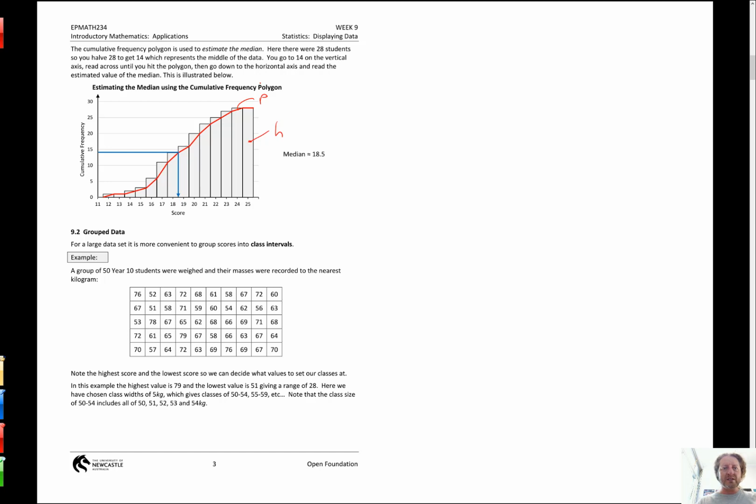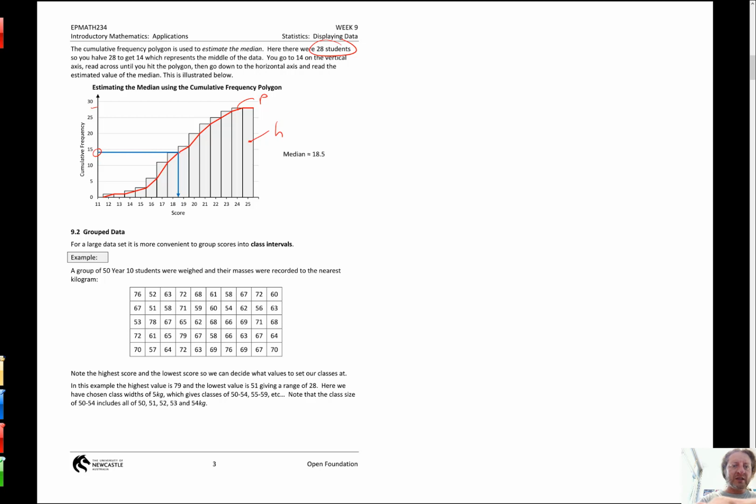And if I was asked this question, estimate the median of this data using the cumulative frequency polygon, then I would just say, look, there's 28 bits of data. There were 28 students, and I can see that this data caps off at 28. So what I've got to go to is halfway. The median's right in the middle, so I'll go to 14. You can see that's the 14 mark.